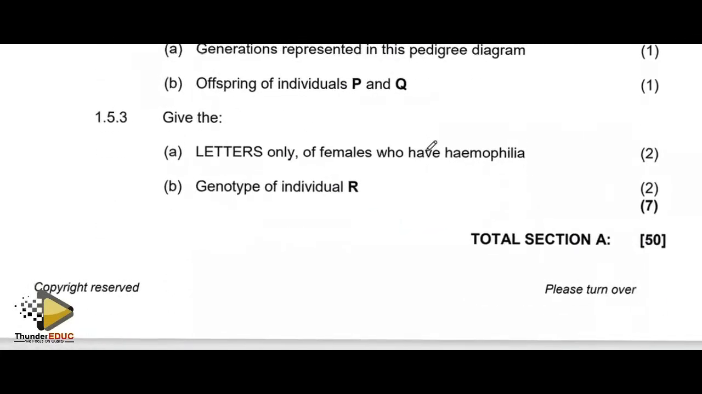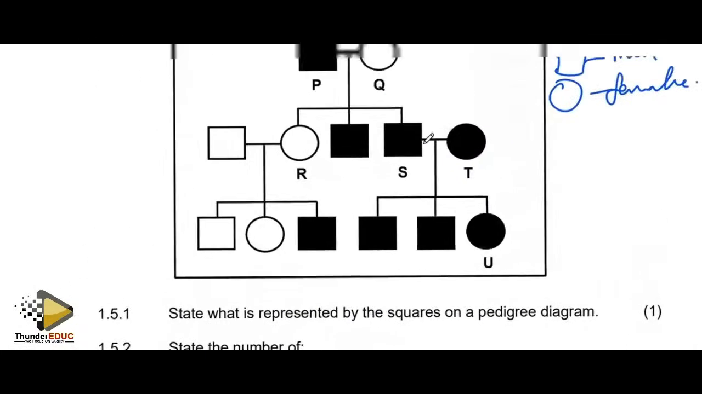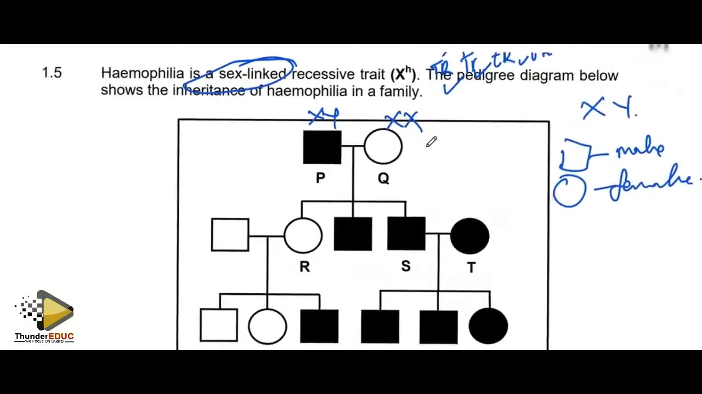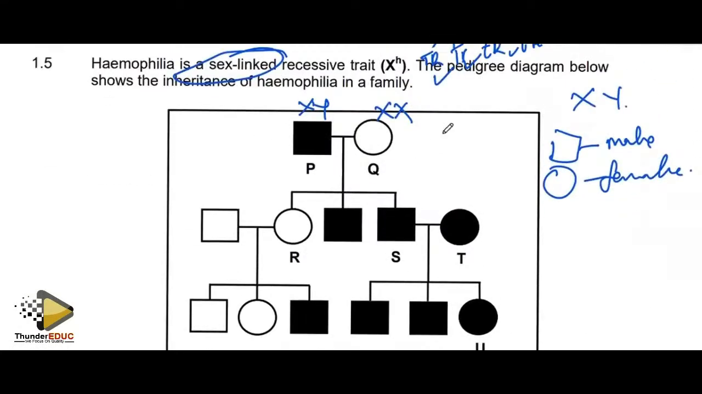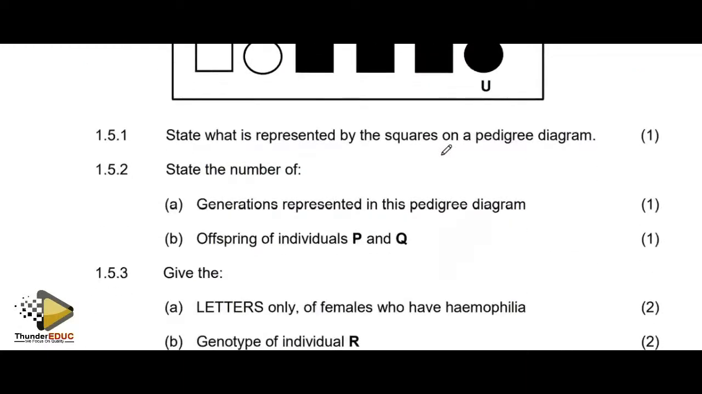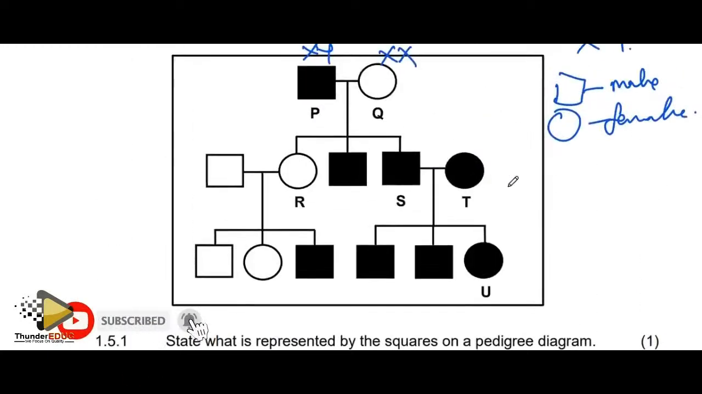They are saying, give the letters only of females who have hemophilia. Letters of females who have hemophilia. The shaded parts are affected with hemophilia because it is recessive. So now they are saying, give letters only of females who have hemophilia. So females: 1, 2. So there are 2 people who have hemophilia.